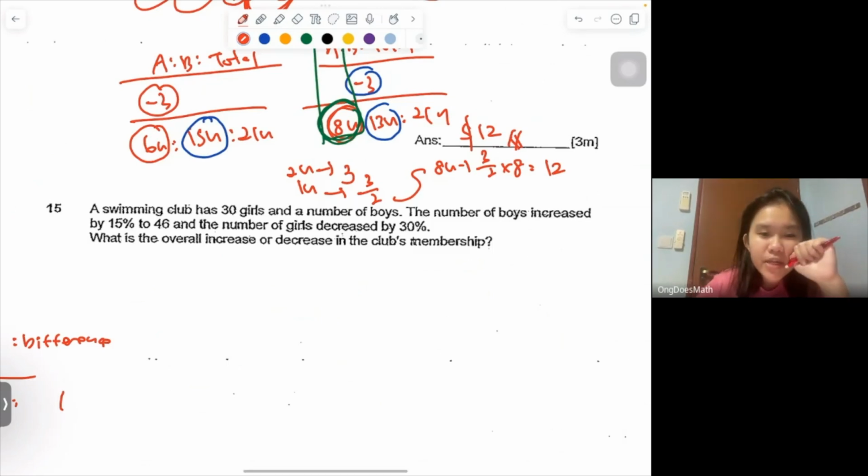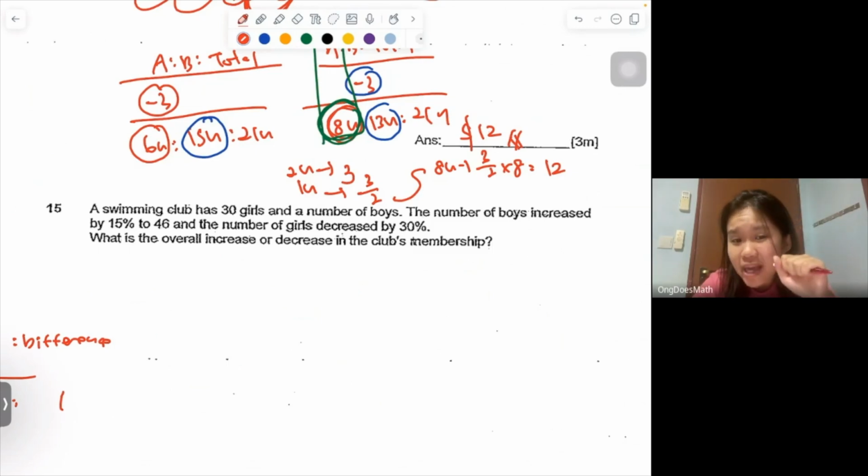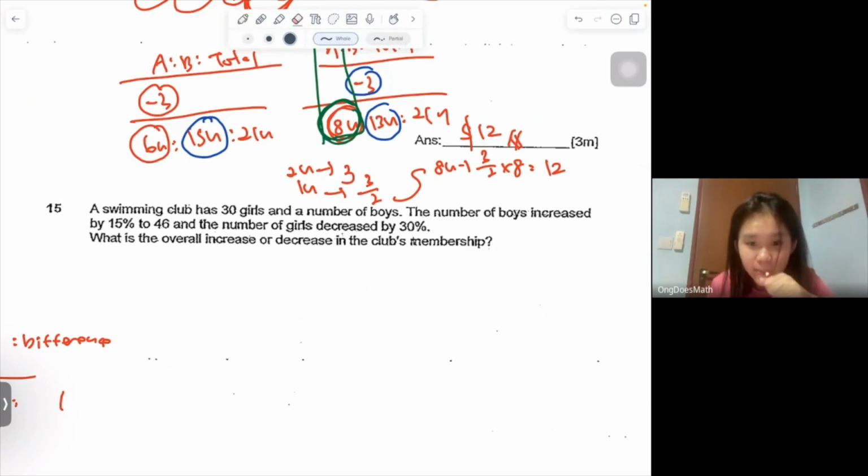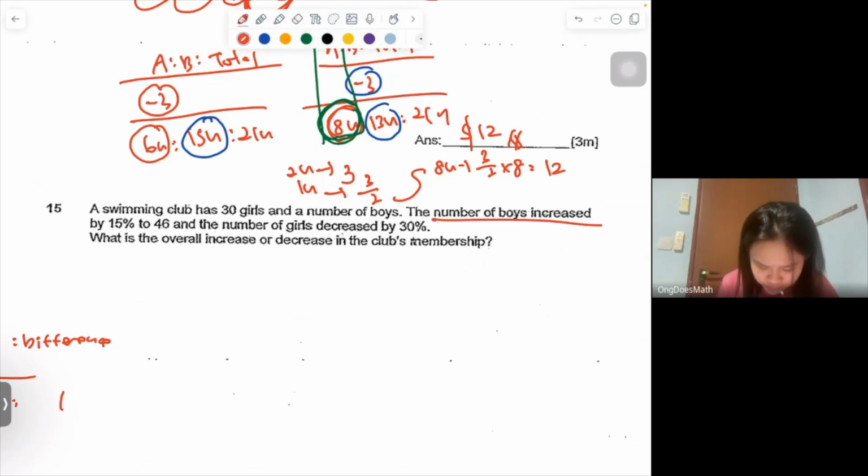Next, a swimming club has 30 girls and a number of boys. The number of boys increased by 15% to 46 and the number of girls decreased by 30%. What is the overall increase or decrease in the club's membership? So we have girls and boys in this case. So we'll start with boys first.